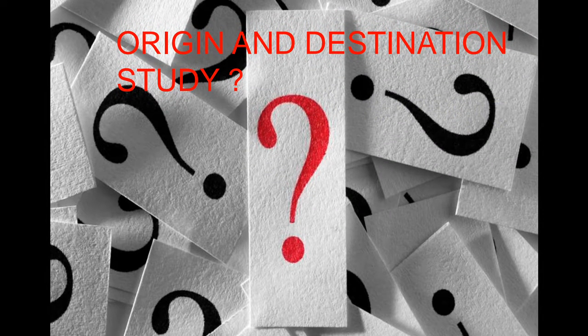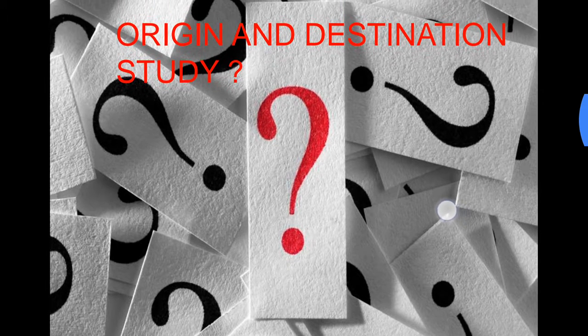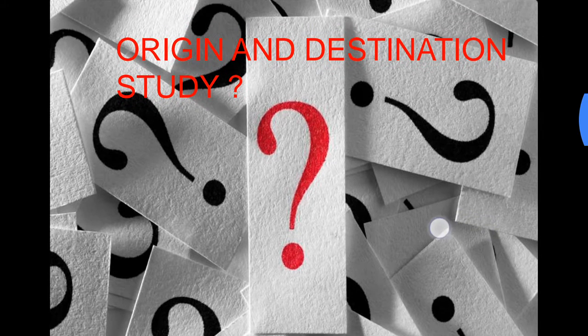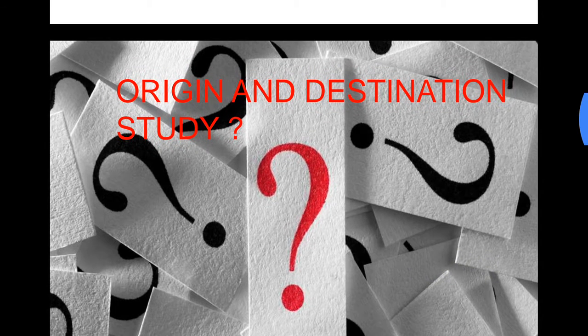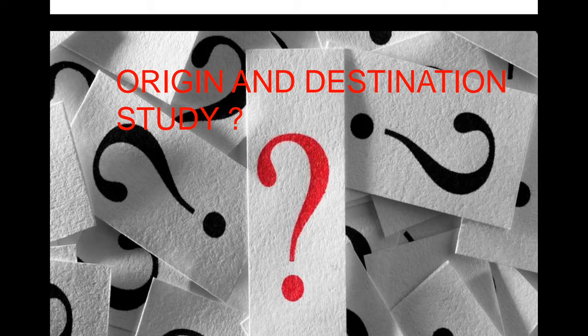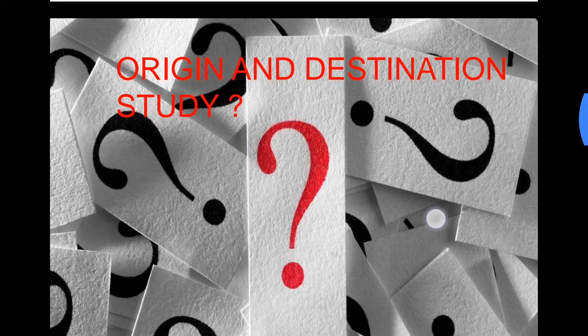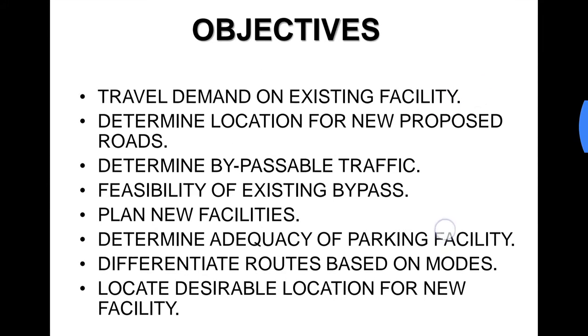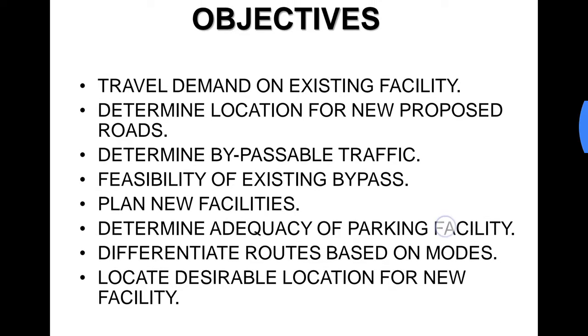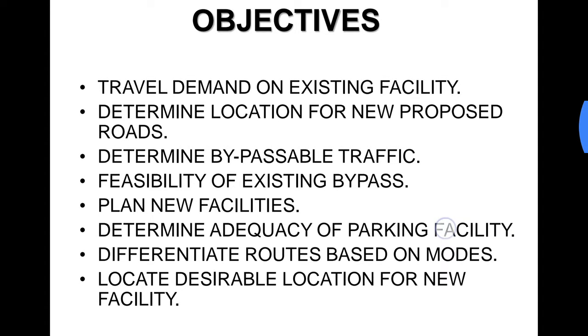So now we need to understand what origin and destination study means. Origin and destination study, as you can make out from the name itself, is nothing but the study of where the trip is being generated and where the trip is being ended. Now based on this study, what can you achieve? So we have a few objectives. Let us have a look at the objectives now.